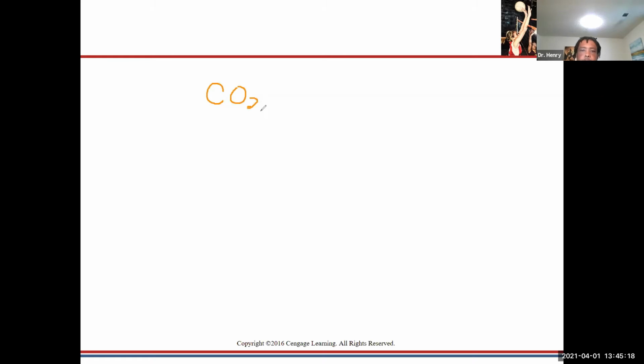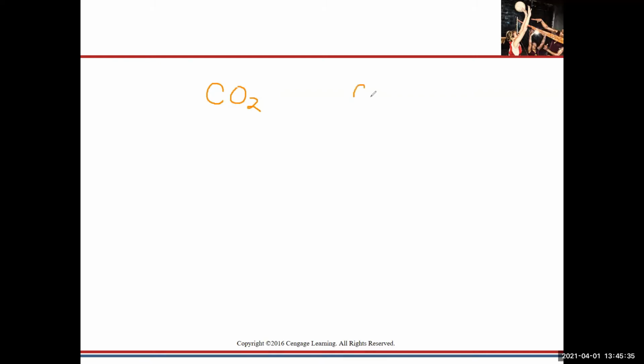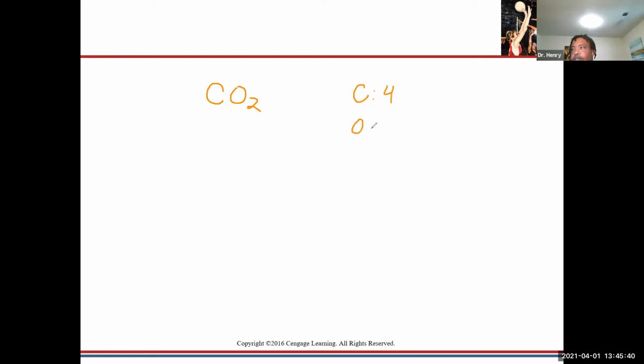Okay, so if we have CO2, right? We know that carbon has how many lone pair? 2. I'm sorry, not lone pair. Take a step back. How many valence electrons? I got ahead of myself. Carbon has 4 valence electrons. Oxygen has how many valence electrons? 6. Times 2 is 12, because there are 2 oxygens. 12 plus 4 is 16. So I have 16 electrons to work with.